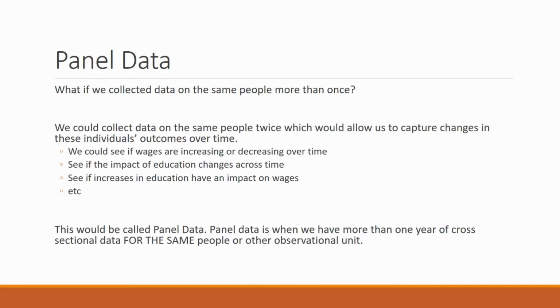But now, what if we collected data on the same people more than once? We could collect data on the same people twice, which would allow us to capture changes in these individuals' outcomes over time. We could see if wages are increasing or decreasing over time. See if the impact of education changes over time. See if increases in education would have an impact on wages, etc. So we call this panel data. Panel data is when we have more than 1 year of cross-sectional data for the same people.